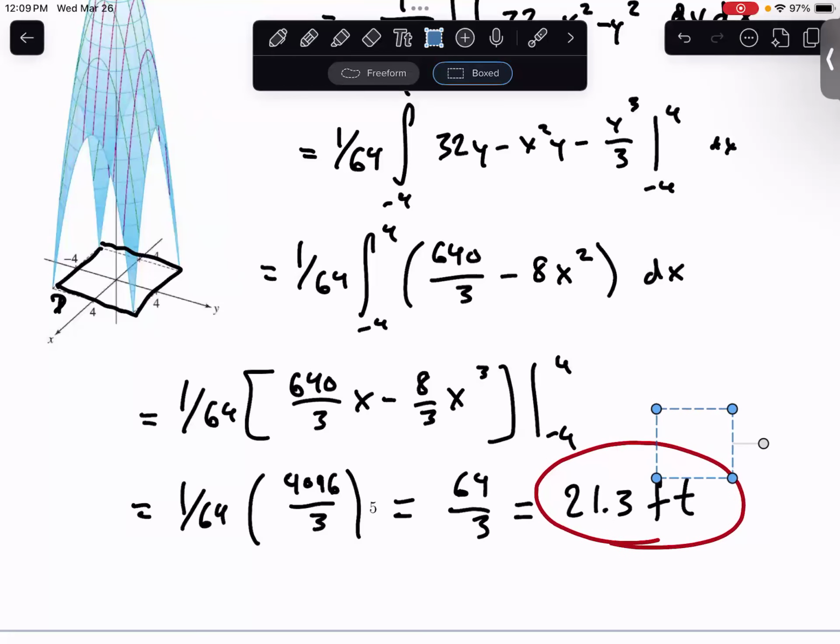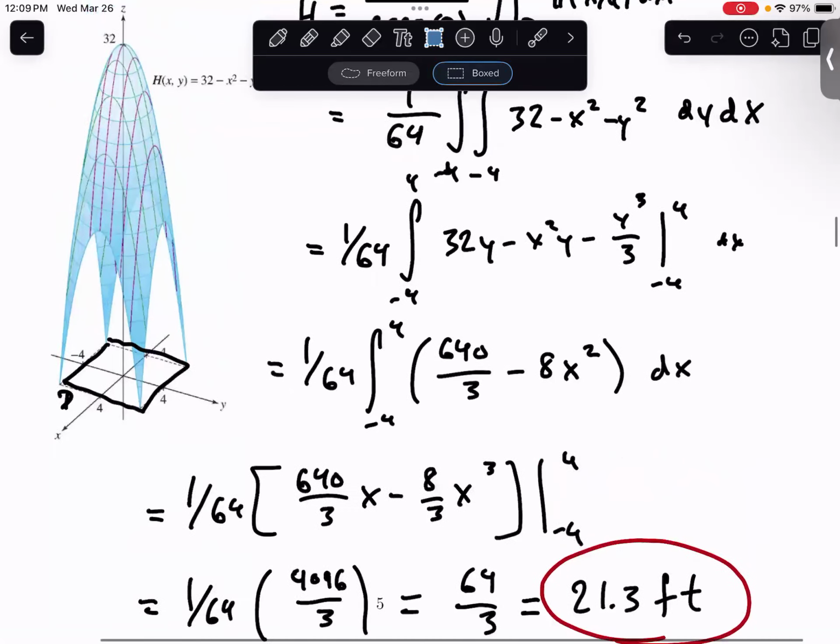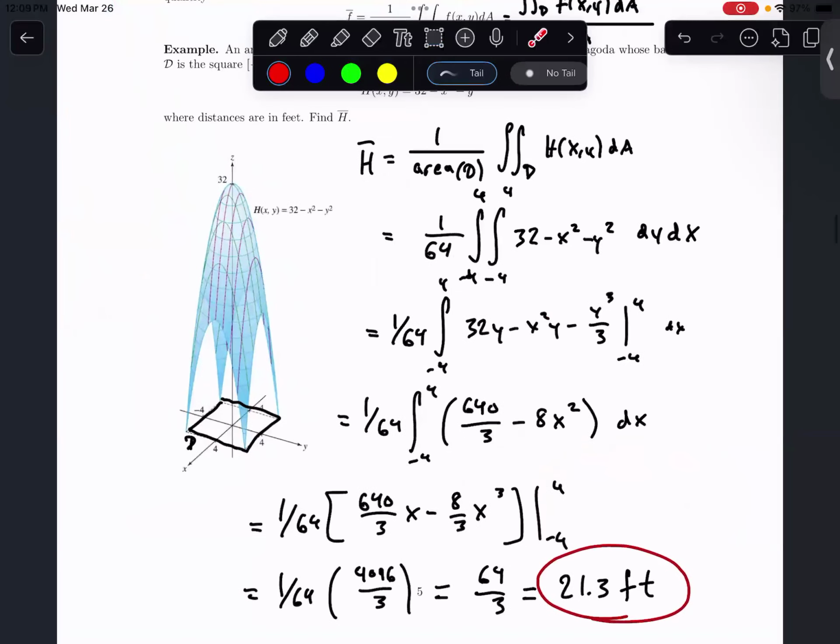Right. So as long as you know the formula and what to plug into this formula here, at least for this example, it's not too bad, right? We were given a function that was pretty easy to integrate as it was just a polynomial.